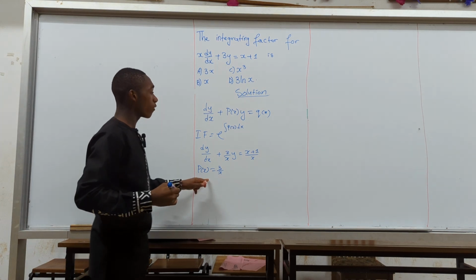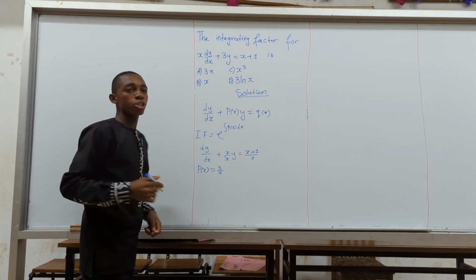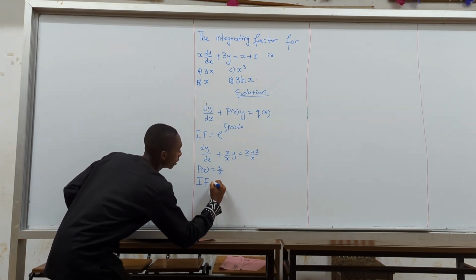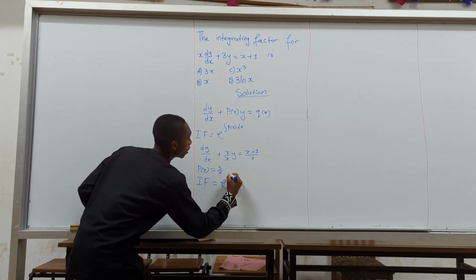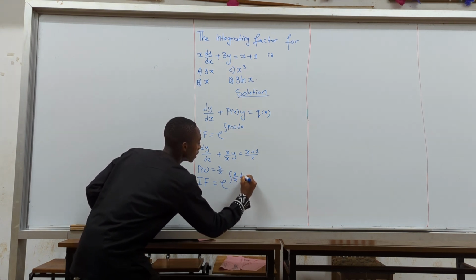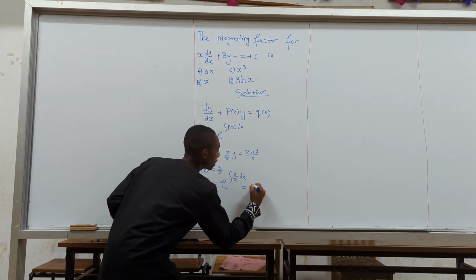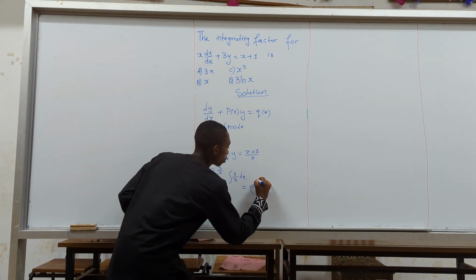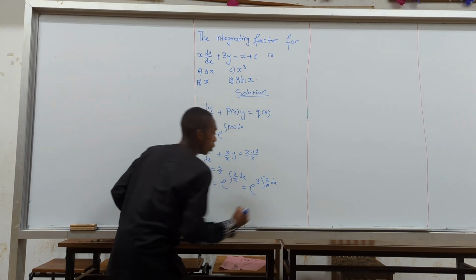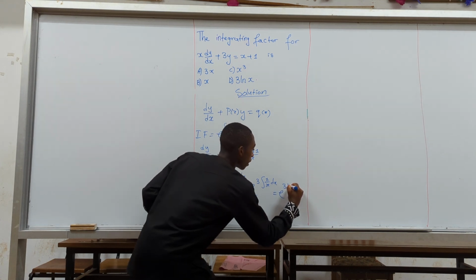And since we have p of x, we can easily get our integrating factor by simply doing this operation. The integrating factor is equal to e raised to the power integral of 3 divided by x dx. If we simplify further, putting 3 outside, we have 3 integral of 1 divided by x dx, from which we obtain e raised to the power 3 ln of x.